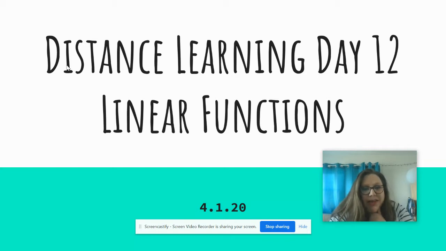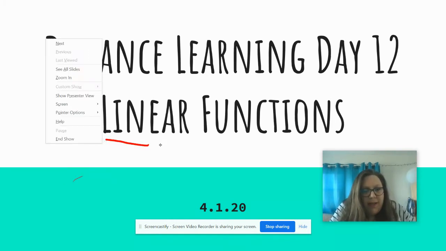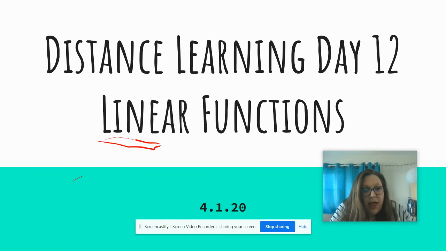Alright, today we're going to continue our discussion on functions, and today we're going to talk about linear functions. As you can probably see in the word, it's going to be functions that make a, you guessed it, line. So in other words, functions that have a nice slope with them.